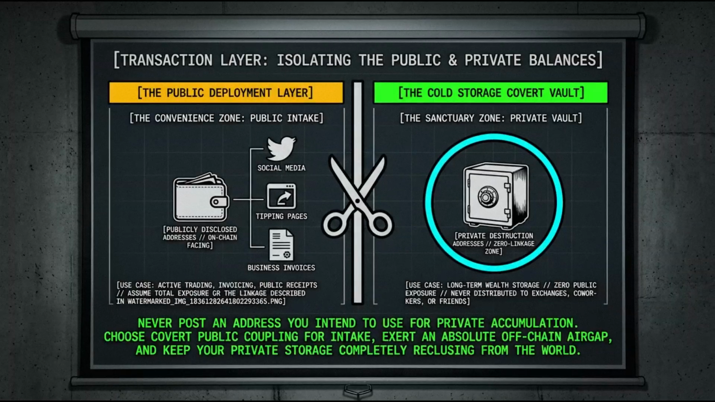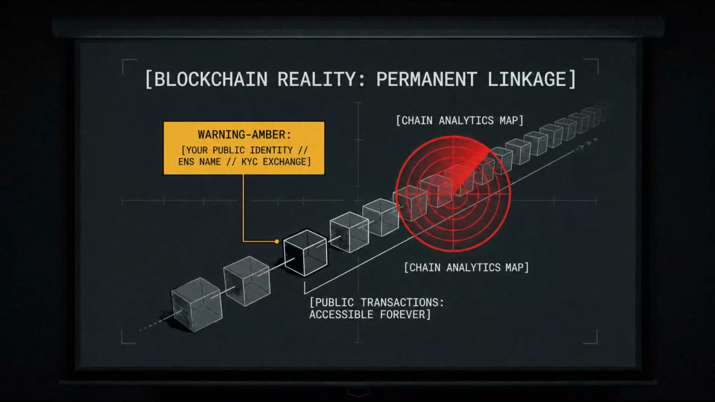Do not publicly share wallet addresses that you also use for private activity. Have a public-facing address and a separate private one. Also be aware that chain analytics companies exist and are actively mapping the blockchain.